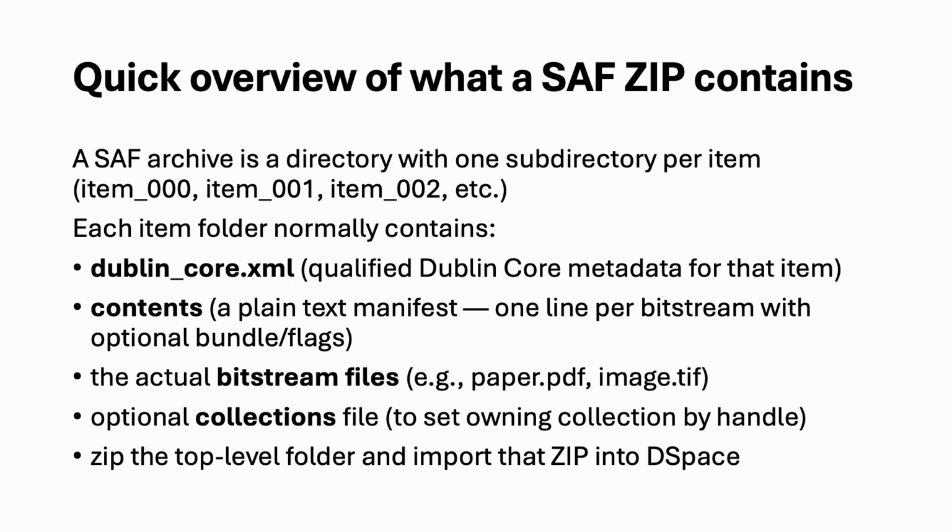It's important to understand the layout because DSpace relies on this hierarchy when importing or exporting items. This includes numbered item subfolders for each item. Each item folder contains the Dublin Core XML file containing metadata, the contents file that maps Bitstreams listing the assets, the actual Bitstream files, and an optional collections file to map items to different collections. Once the structure is set up, the root folder is zipped for import into DSpace.